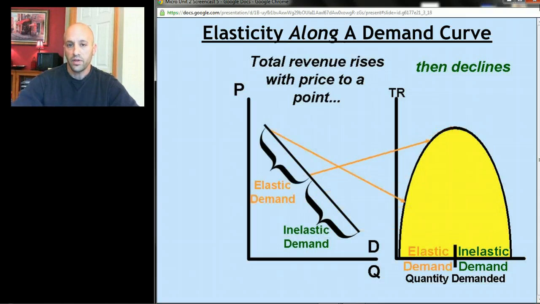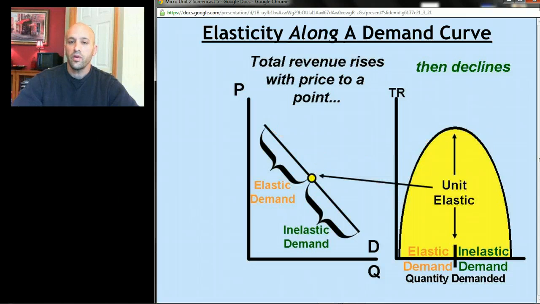With really high prices, that top left portion of the demand curve, that's going to be relatively elastic. Again, the higher that price goes, the more people feel those price changes and the bigger the impact it has on the quantity that they buy. In the very middle of the demand curve, right where total revenue tops out, that's unit elastic.